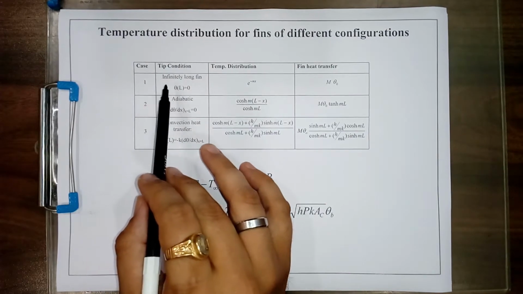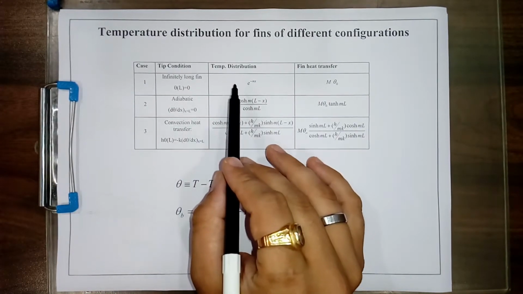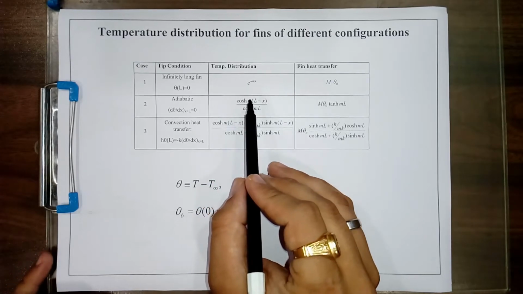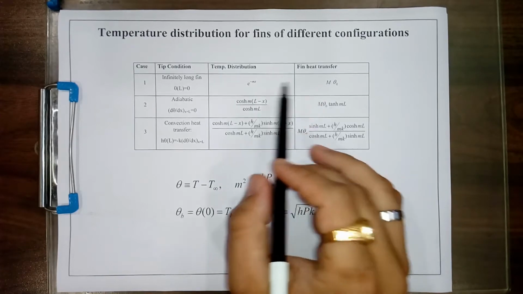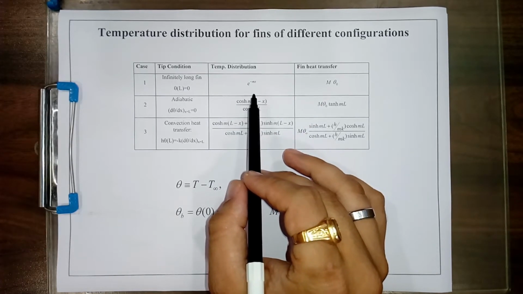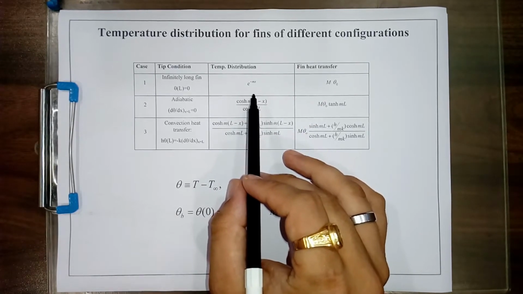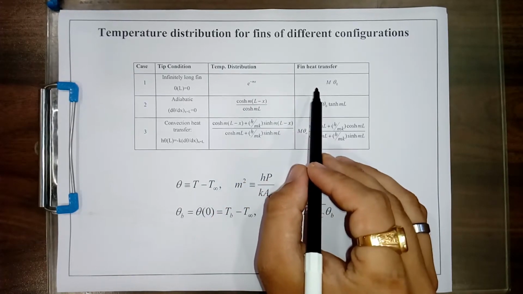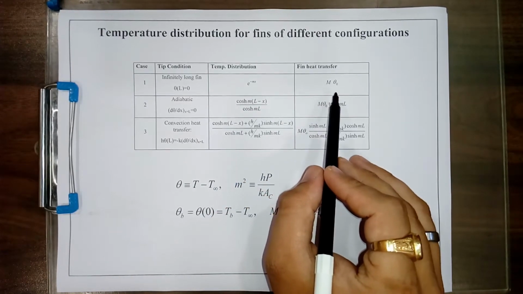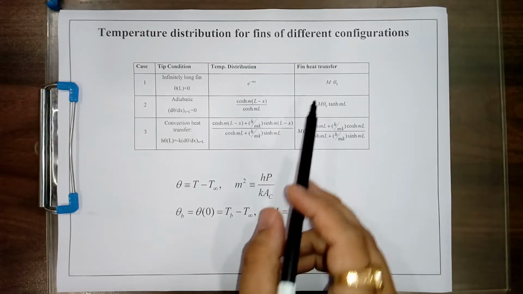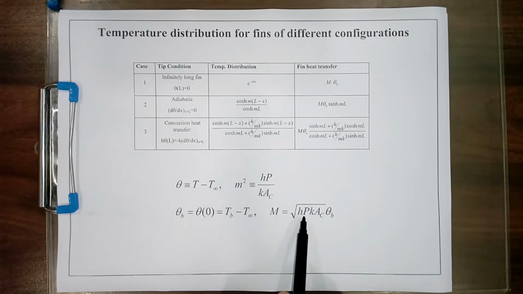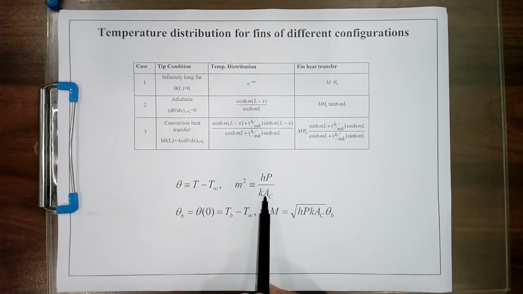First case that we discussed, infinitely long fin. In that, the temperature distribution we get in dimensionless terms is theta by theta naught equals e to the power minus mx. Using this equation we are able to calculate the temperature at any section or at any length of the fin. Then the rate of heat transfer q fin we get is m into theta naught, where theta is only the temperature difference T minus T infinity, and m stands for the square root of hP upon A_cs into k.